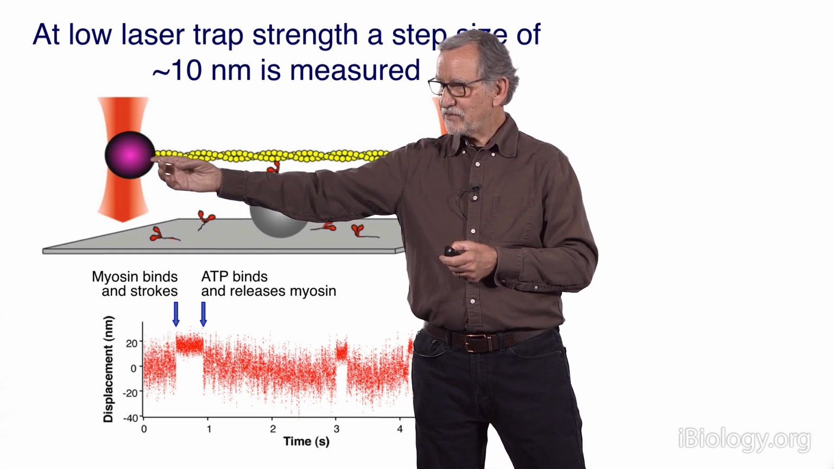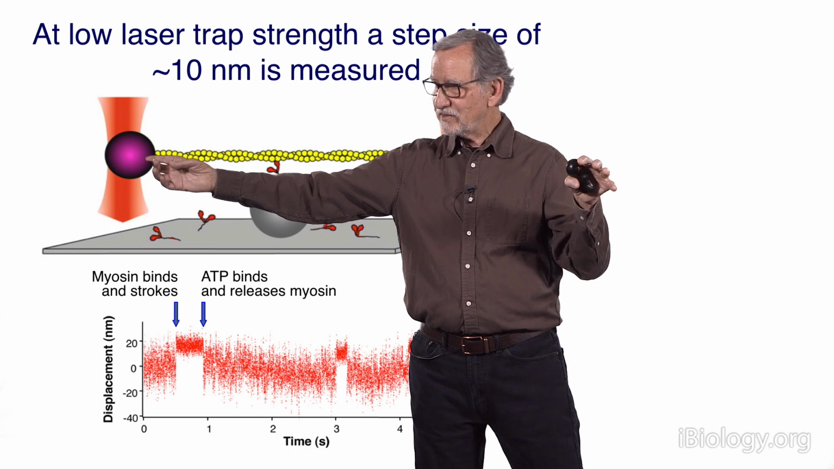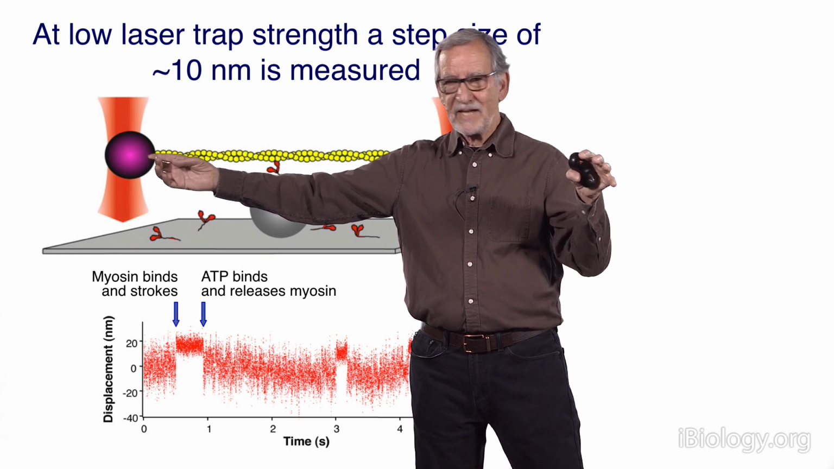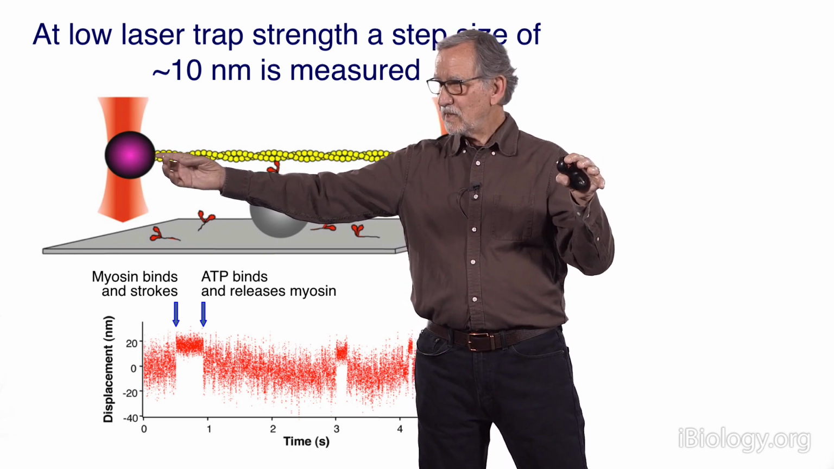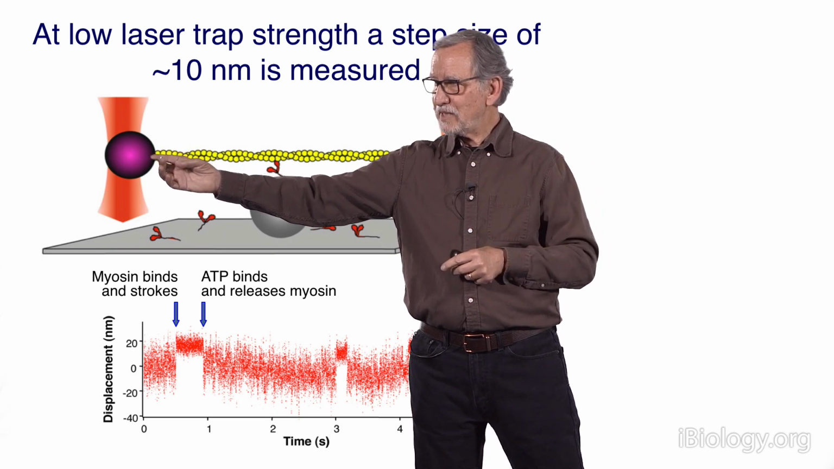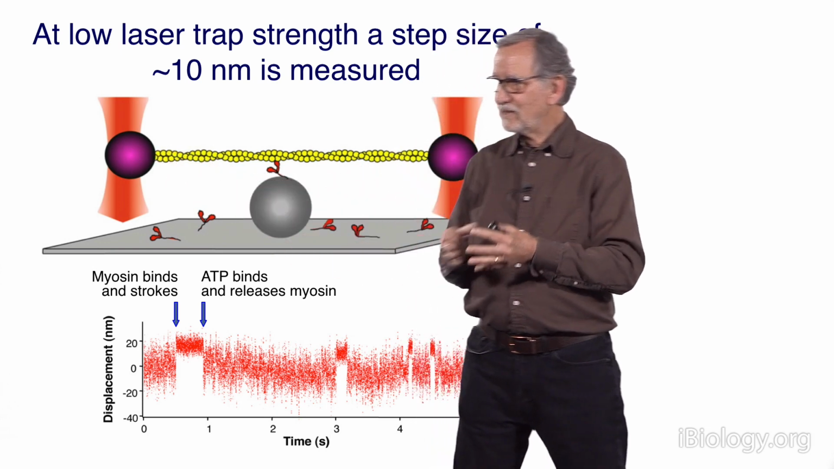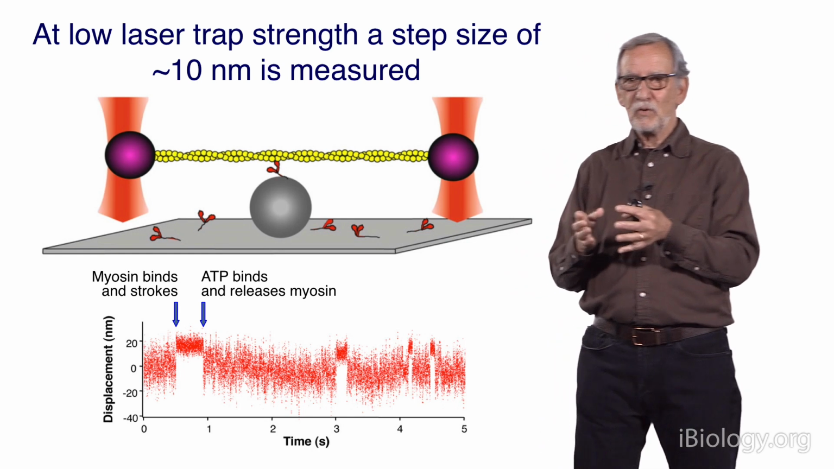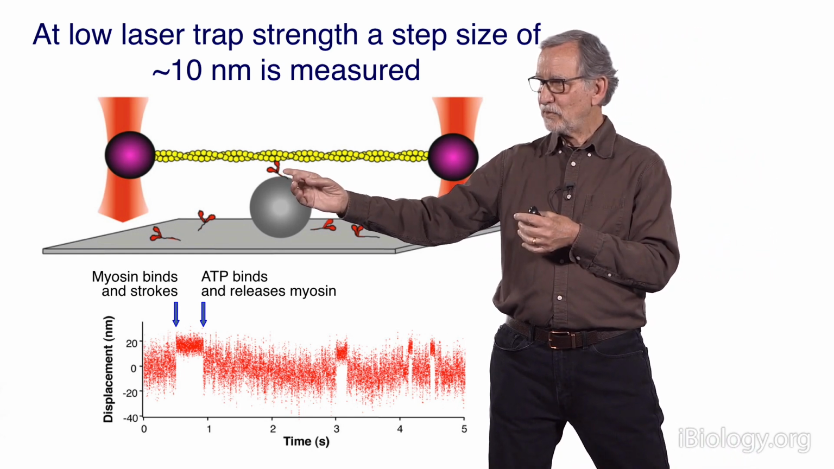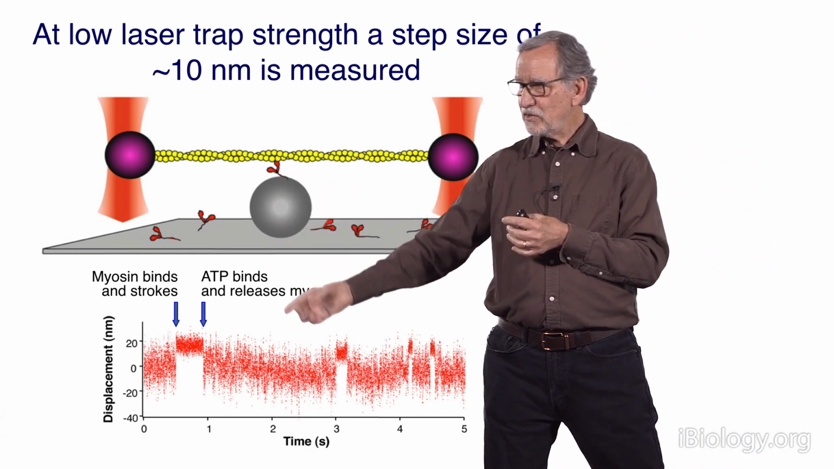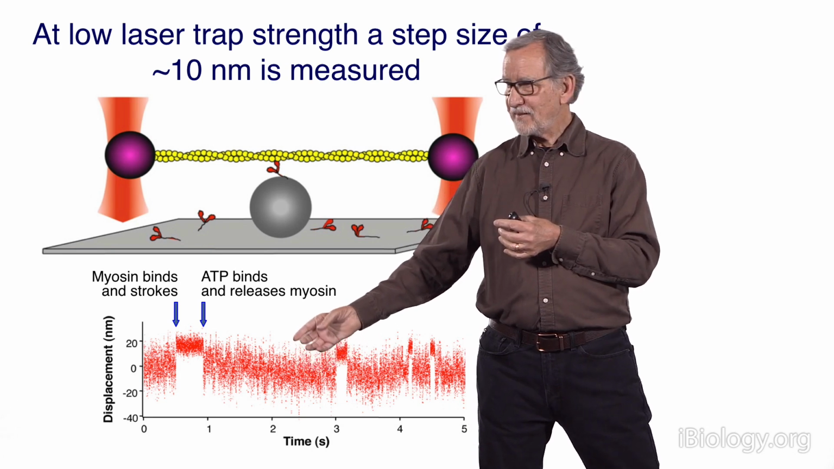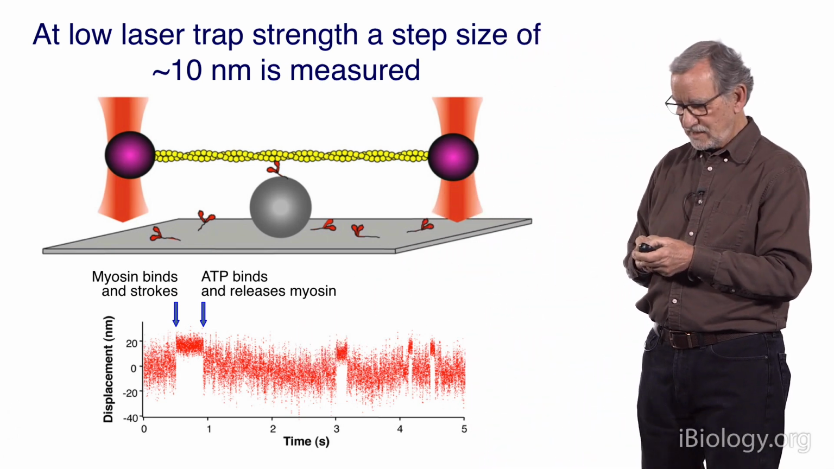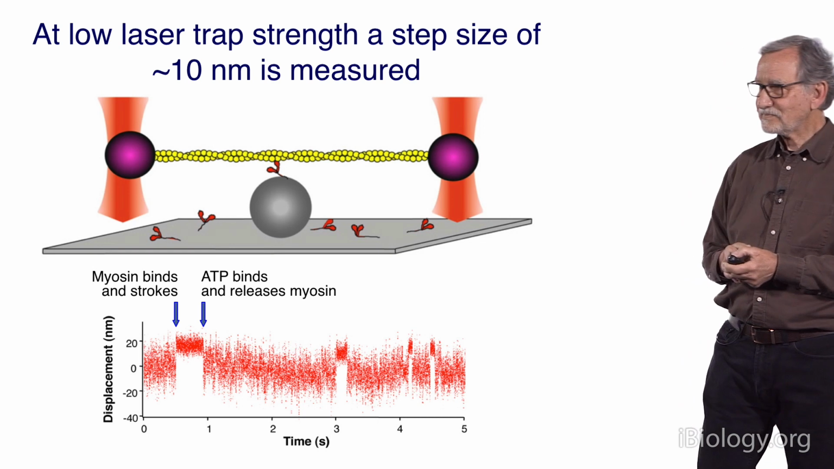The bead is monitored by what's called a quadrant detector, and that's very sensitive to even a nanometer of motion. And so when you're holding the bead with the laser trap with a strength that is well below the strength that the myosin can pull the bead, you get a step size. And that step size turned out to be 10 nanometers.